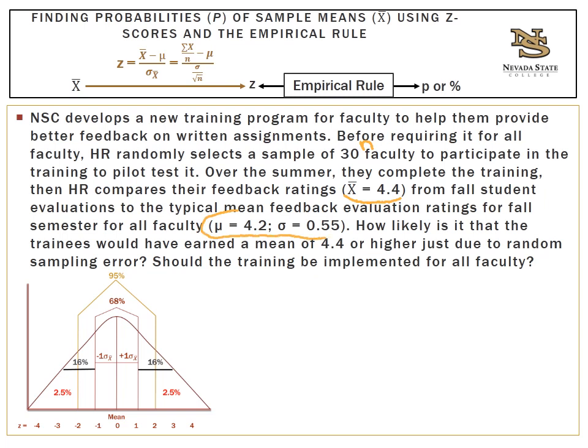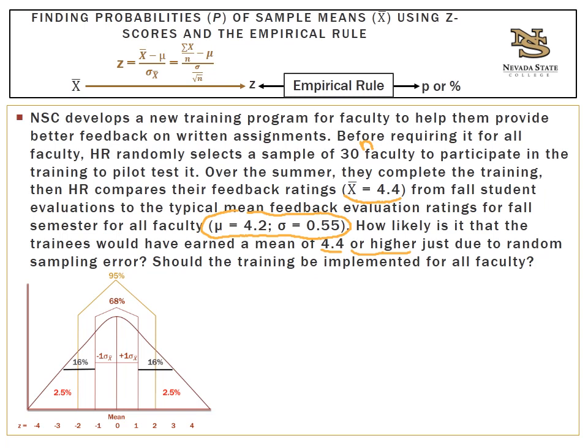So there's our population values here. How likely is it that the trainees would have earned a mean of 4.4, there's our sample mean again, or higher just due to random chance? Or higher is important, just due to random chance sampling error. Should the training be implemented for all faculty? So we're going to compare what we actually got to all the possibilities we could have gotten just due to chance, even if the training didn't work and the sample still represents the original population.